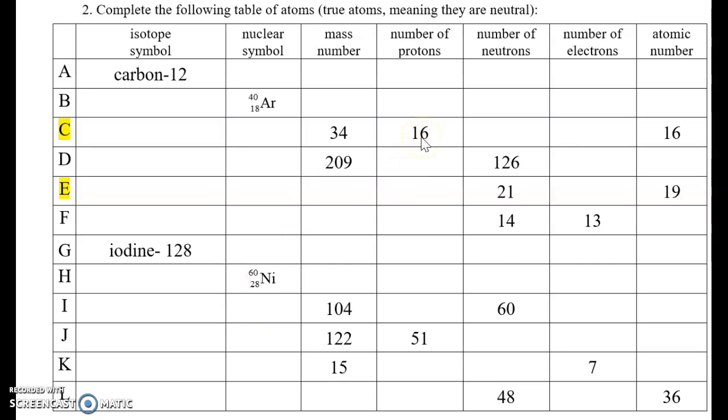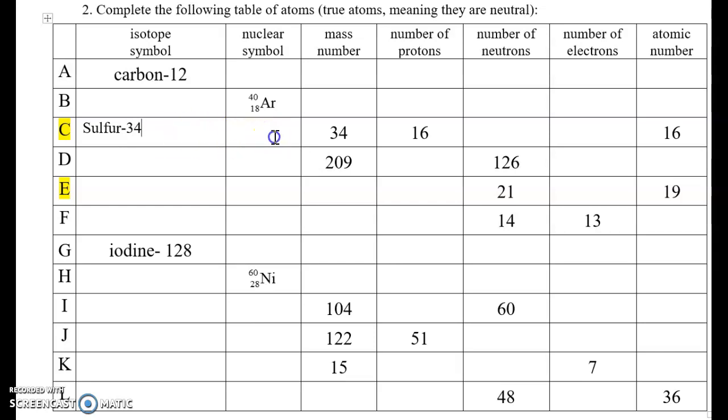So on most problems, the number of protons is the most important thing, also known as the atomic number. That's already filled in for you. But that tells you the element by looking on the periodic table. You look for the whole number 16, and you see that it's sulfur. So in the isotope symbol, you write sulfur and then the dash, and then you need the mass number, which is already written in as 34.